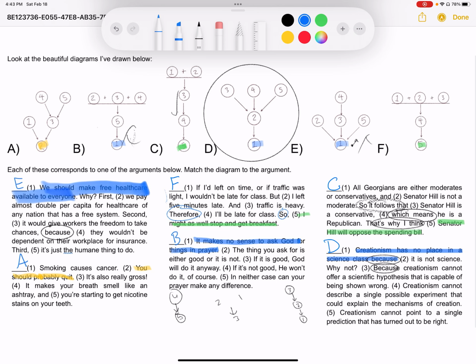So you can take that first proposition at the top of the arrow, read it to yourself and say, that's why I think, and then read the bottom proposition to yourself. And if that scans, if it makes sense, then you've probably got the right kind of diagram.